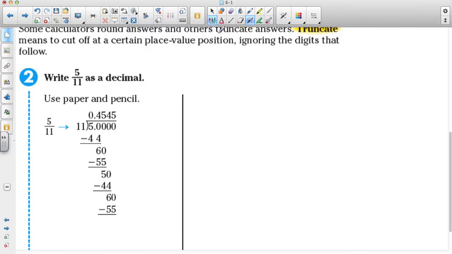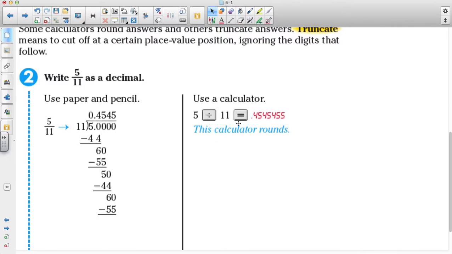Let's take a look at method 2 using a calculator. Again, this is where the word truncate comes in. 5 divided by 11 is equal to 0.454545. If you notice, the last digit right there is 5, because the calculator actually rounded the answer. So this calculator will round the answer, and if you look at another calculator, 5 divided by 11 will give you 0.4545454. It doesn't round it, it truncates whatever follows after 4.